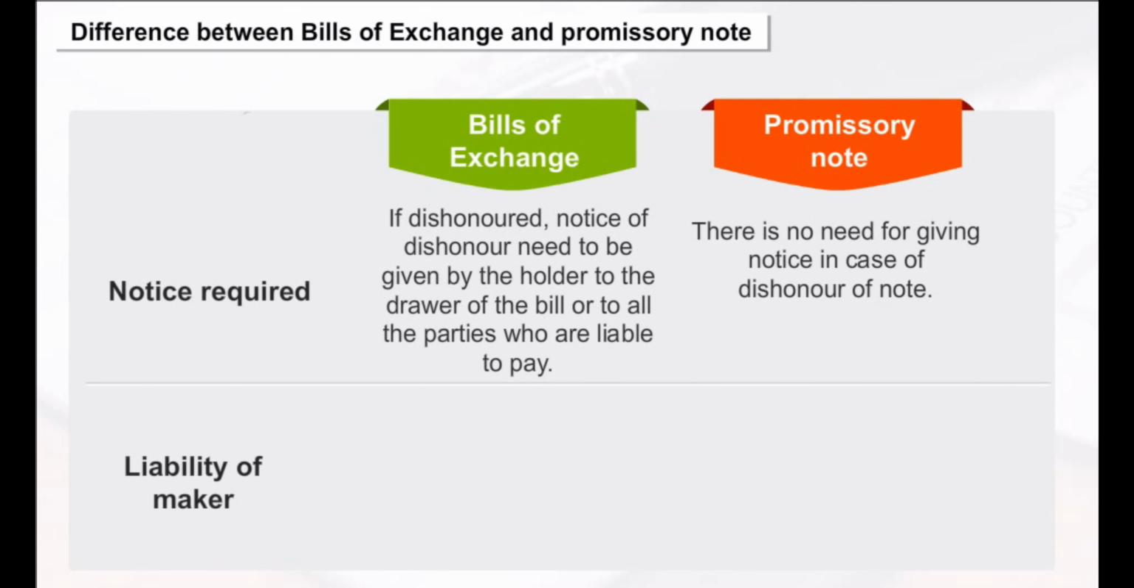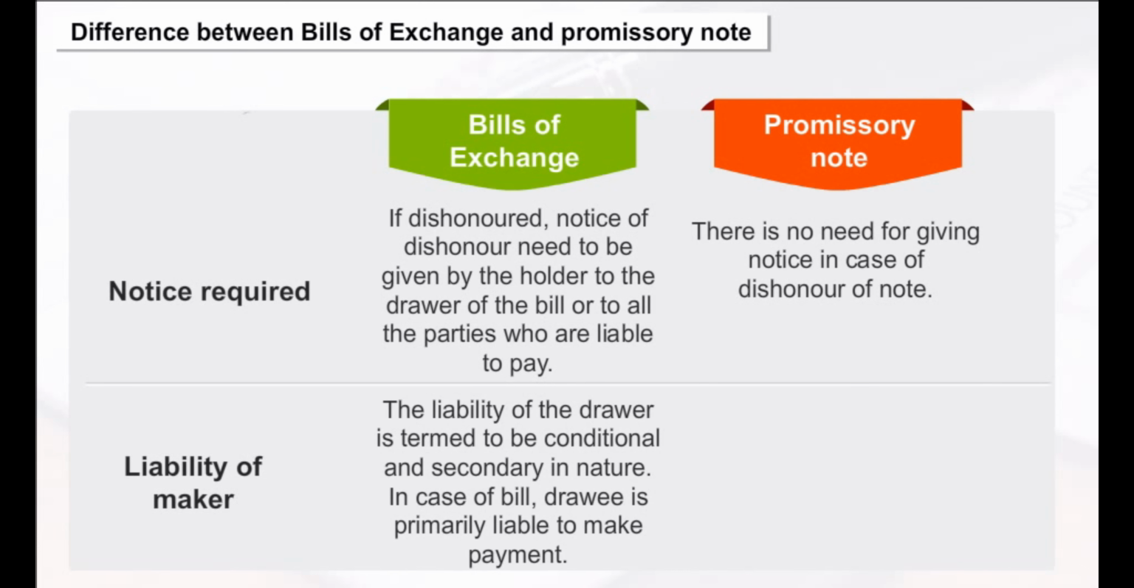7. Liability of maker. In case of a bill of exchange, the liability of the drawer is conditional and secondary in nature. In case of a bill, the drawee is primarily liable to make payment. The drawer becomes liable only when the drawee does not pay on the due date. In case of a promissory note, the liability of the maker of the note is primary and absolute.